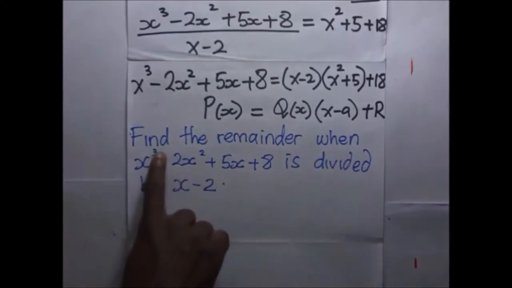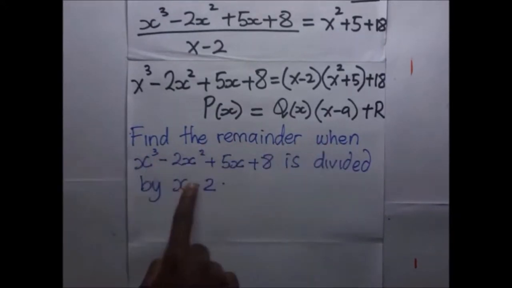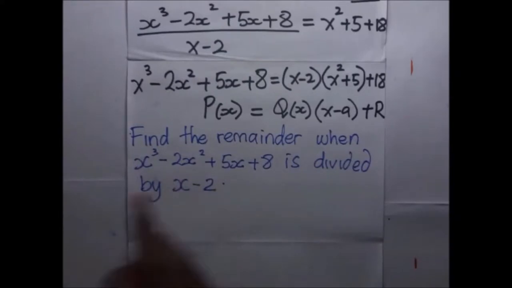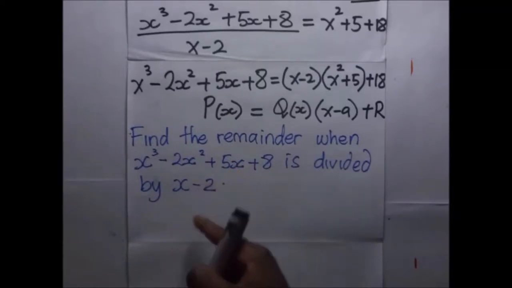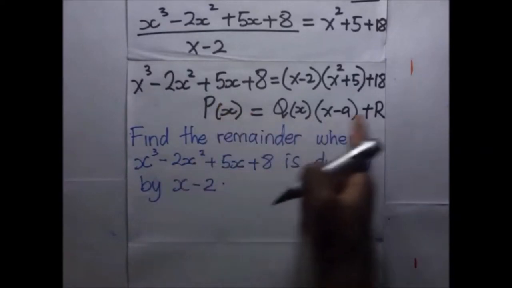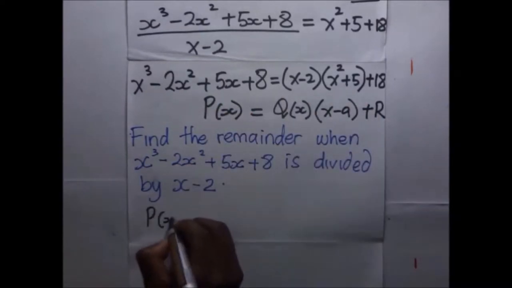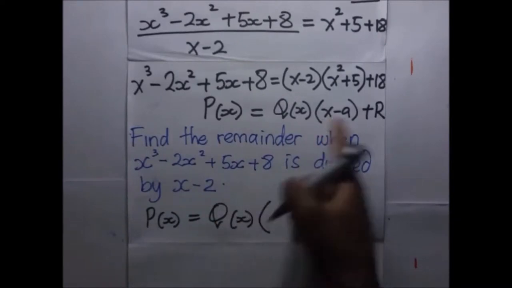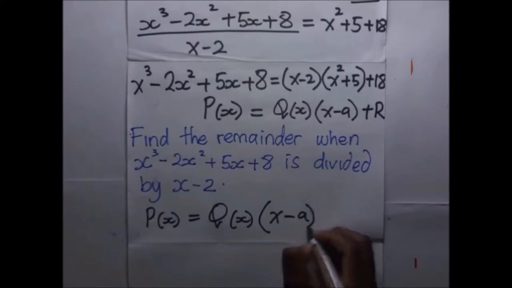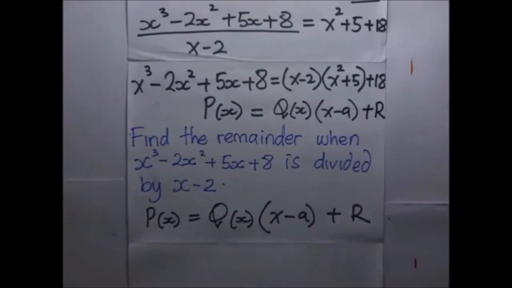If you look at this question, they're asking us to find the remainder when this polynomial is divided by this divisor. So for us to be able to divide this polynomial by this divisor so that we're able to get a remainder, this should be equal to 0. So for us to continue, solving this, we're not going to use long division. We are going to use this expression that we have gotten, that P of x is going to be equal to the quotient of x, multiplied by the divisor, which is x minus a, plus the remainder. Let's call the remainder r.